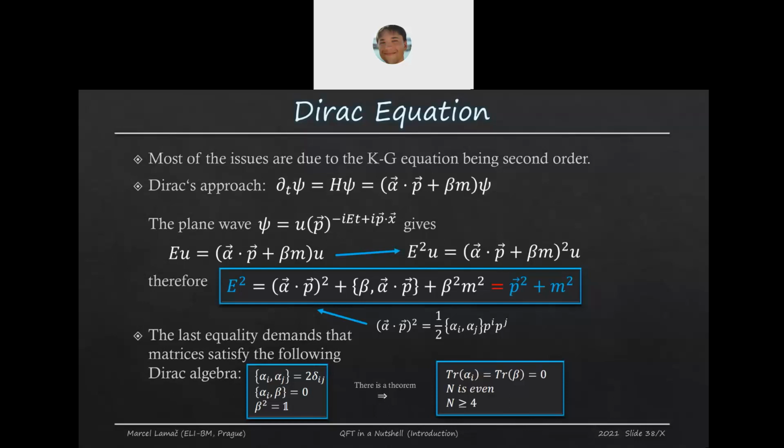For the alpha matrix, we can once again take this, but instead of multiplying with the beta, multiply with the alpha I, and do exactly the same thing. And this will give us also that the trace of alpha I is equal to 0. So we get that the trace of alpha I and the trace of beta is 0.